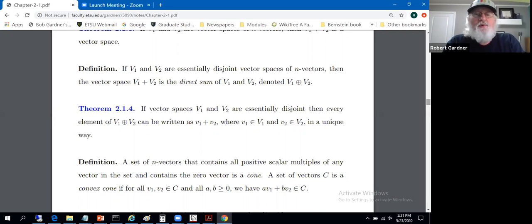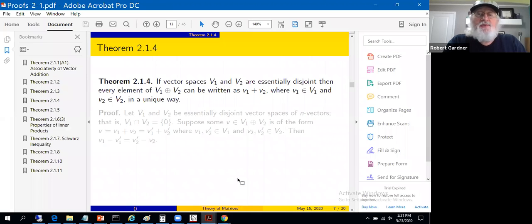Theorem 2.1.4 says, if V1 and V2 are essentially disjoint, then every element of the direct sum, V1 plus V2, can be written as v1 plus v2, lowercase vectors, where lowercase vectors v1 and v2 are from the obvious place, in a unique way. So the uniqueness claim is the claim. Okay, so let's look at a proof of that. So essentially disjoint, direct sum, unique representations.